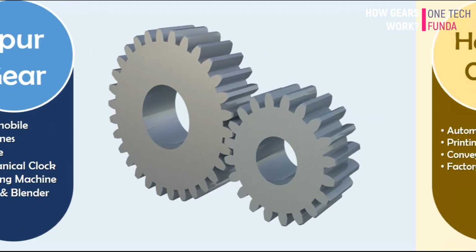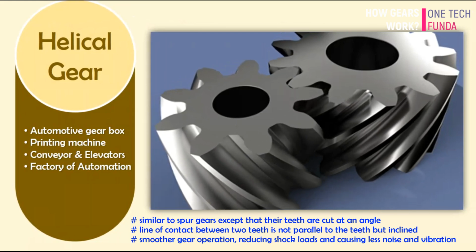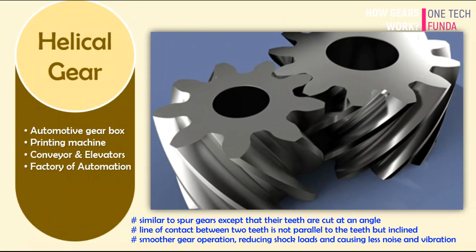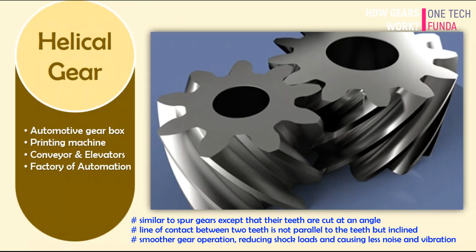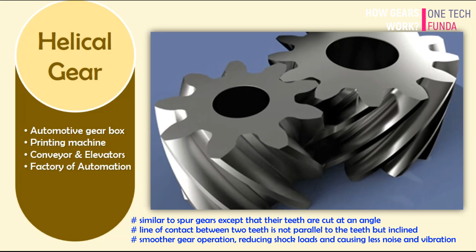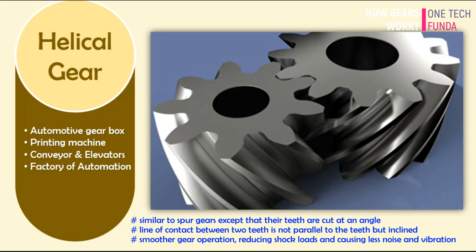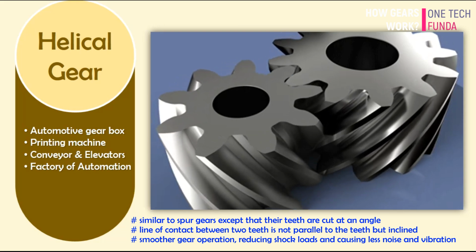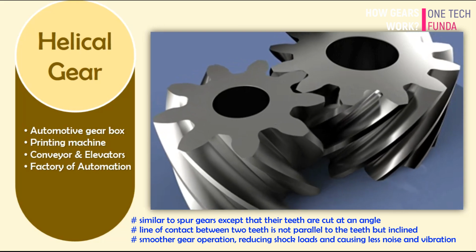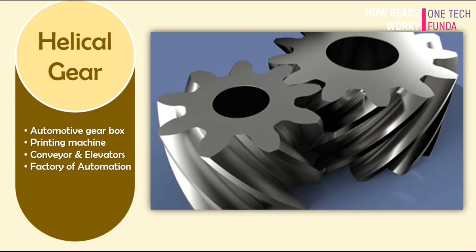Helical gear. Helical gears are similar to spur gears except that their teeth are cut at an angle to the hole axis, rather than straight and parallel to the hole like the teeth of a spur gear. The line of contact between two teeth is not parallel to the teeth but inclined. Helical gears offer smoother gear operation, reducing shock loads and causing less noise and vibration.